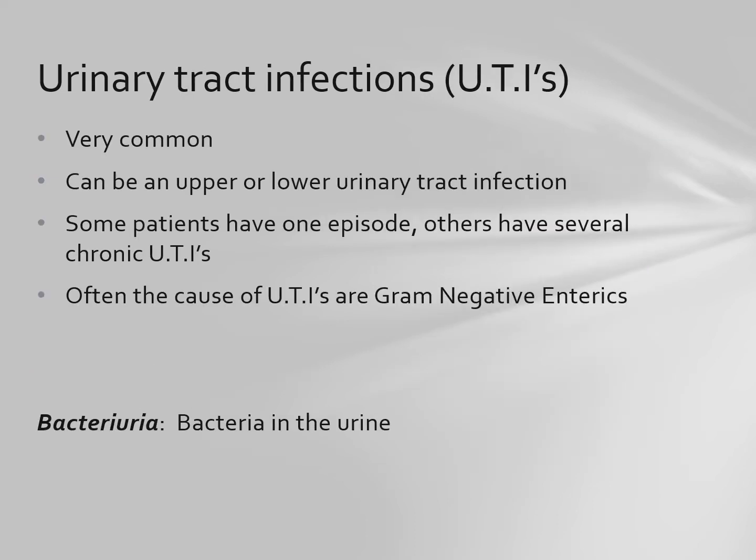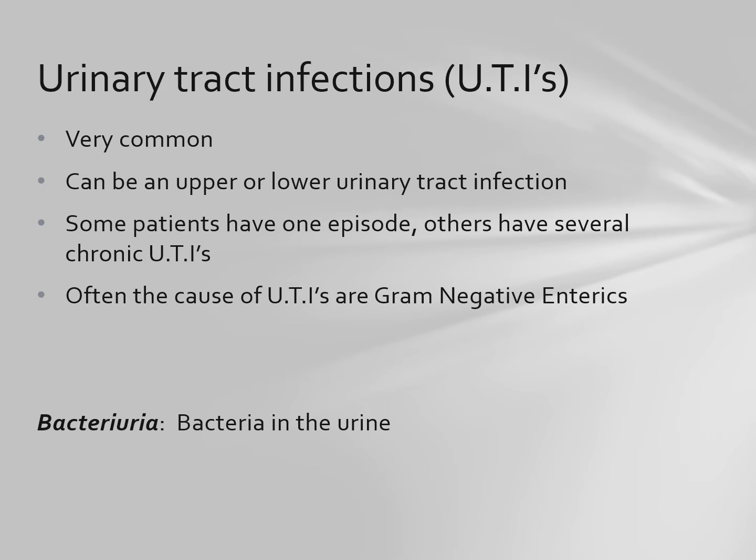Urinary tract infections, or UTIs, are very common. They account for 2.7 million hospital emergency room visits since 1995. And these urinary tract infections can be from the upper or lower urinary tract. So the upper part of the urinary tract would be the kidneys and the ureters, while the lower part of the urinary tract would include the bladder, the urethra, and the prostate in males.